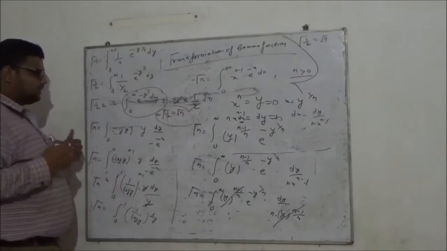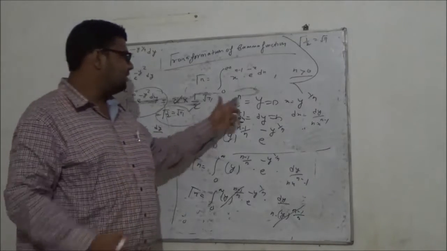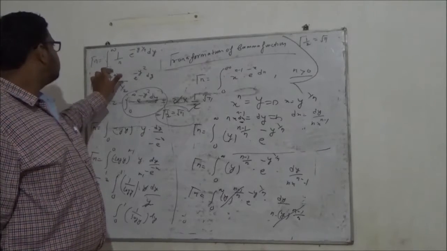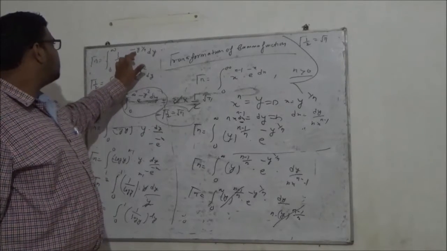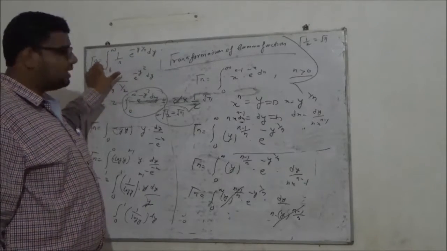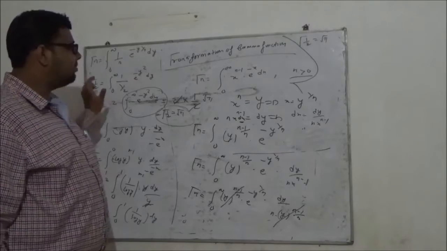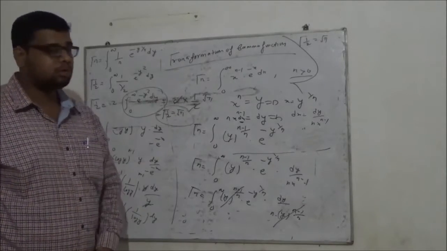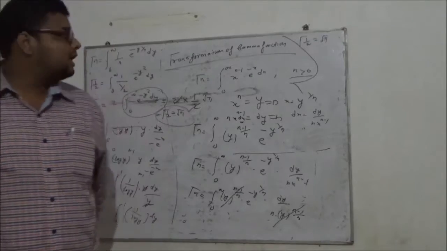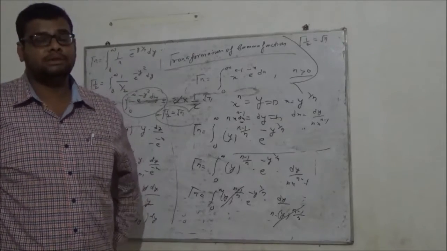So this is the transformation. If I replace x^n by y, then I will get this result: gamma n is equal to integration from 0 to infinity of 1/n, e power minus y^(1/n), dy. And if I replace n by half, then gamma half will become under root pi. So these are the three transformations I have done here, which are called the transformations of the gamma function.